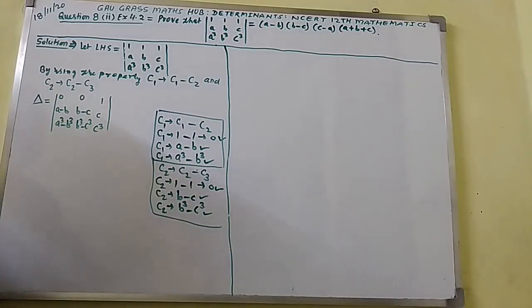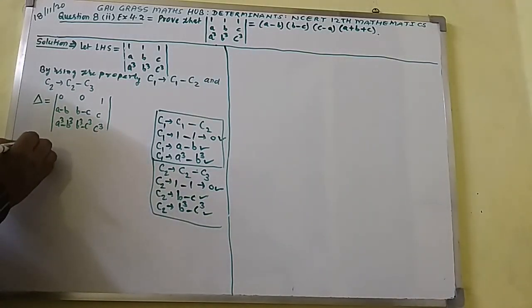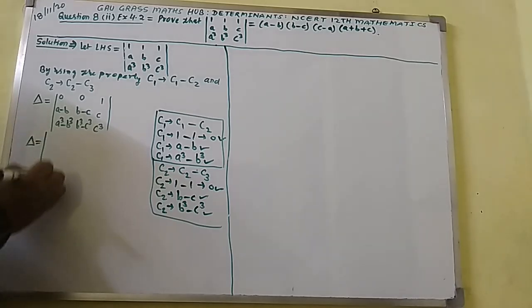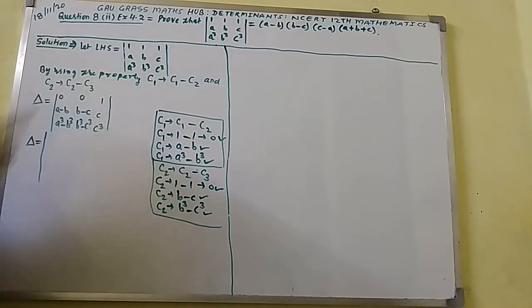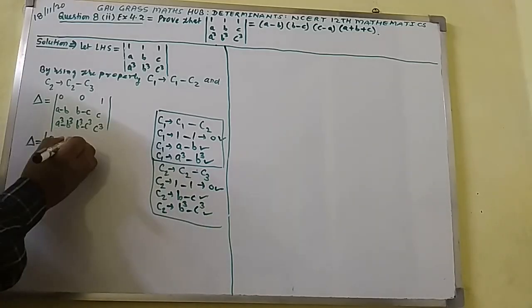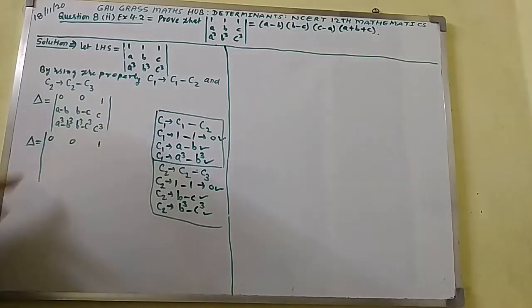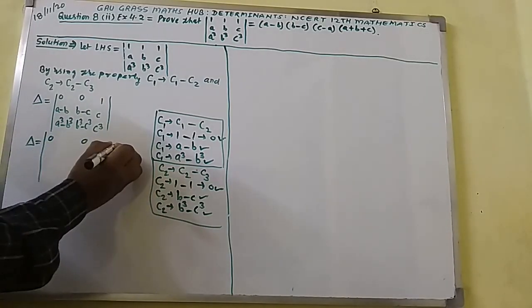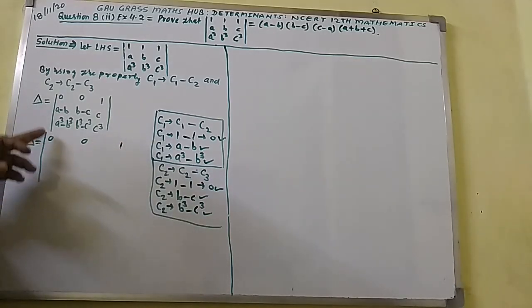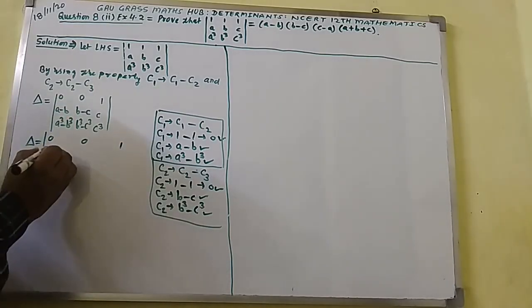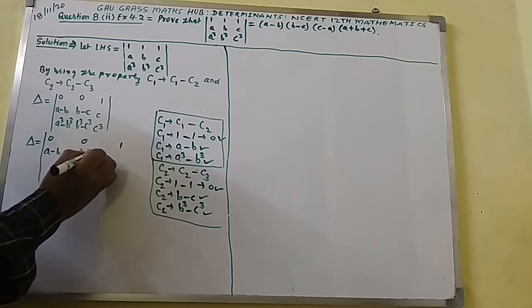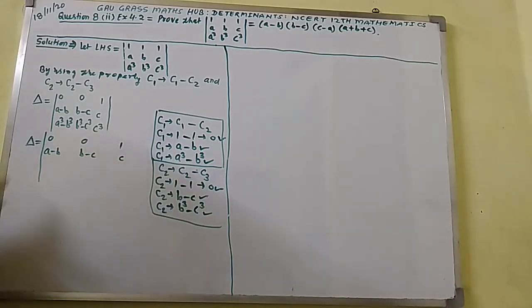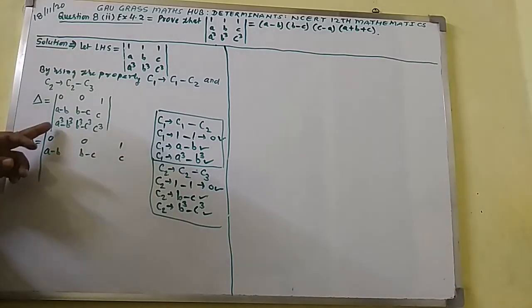Now, expand this determinant. You will get the elements of first row, I shall write as it is: 0, 0, 1. The elements of second row I shall write: a minus b, b minus c, c. The elements of third row I shall write. Here you can see a cubed minus b cubed.